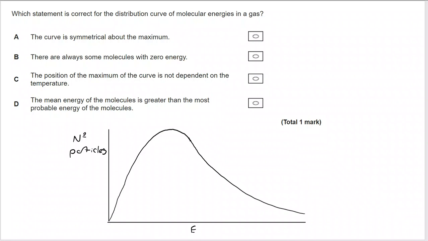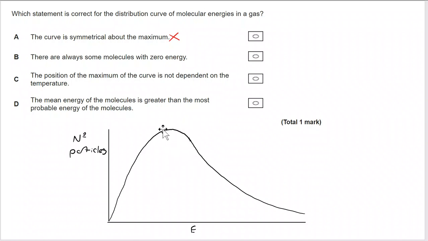The curve is symmetrical about the maximum. Well, if I look at the maximum here, I can see this comes down to the origin, but on this side it comes down in a much more shallow manner, and it's actually an asymptote to the curve, so there is no symmetry there. It also says there are always some molecules with zero energy.